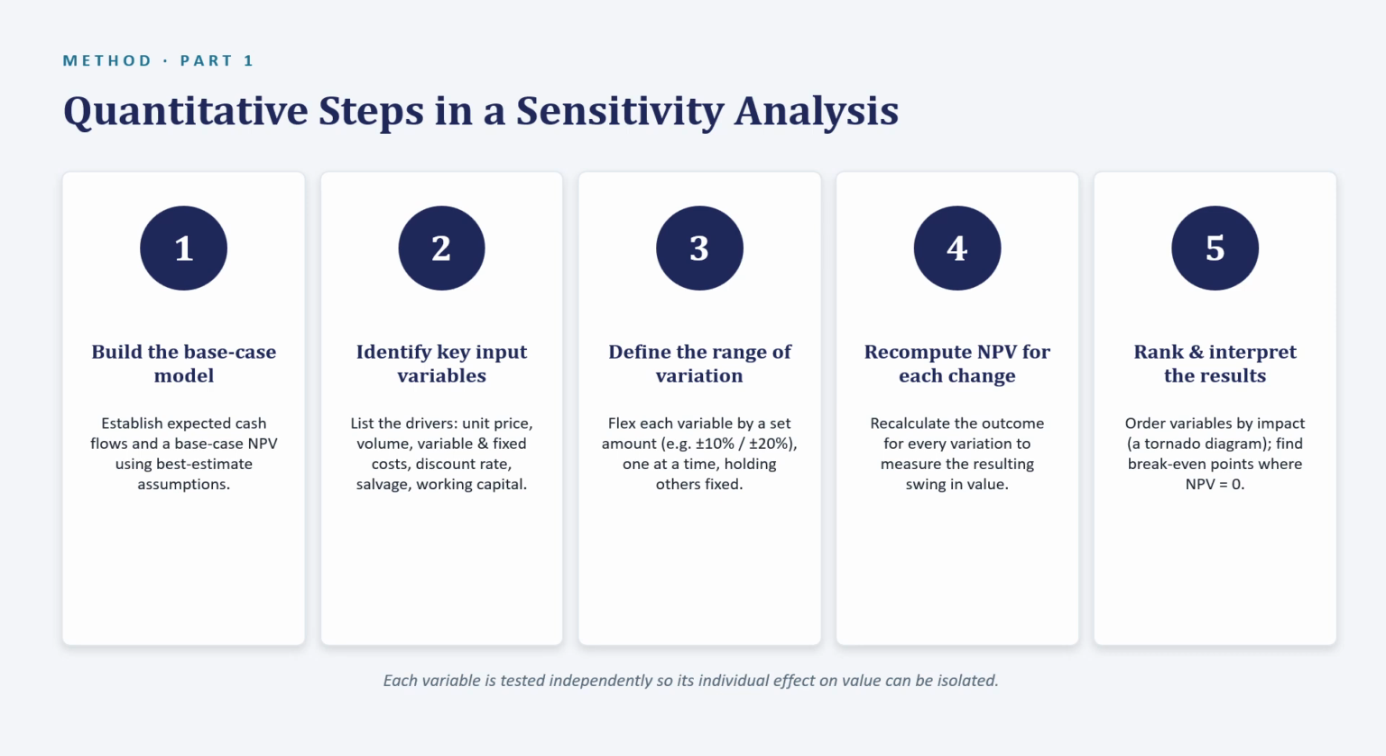Define the range of variation. Flex each variable by a set amount, like plus or minus 10% or plus or minus 20%, one at a time, while holding all others fixed. Recompute NPV for each change. Recalculate NPV for every variation to measure the swing in value. Rank and interpret the results. Order variables by impact, often using a tornado diagram, and find break-even points where the NPV equals zero. Each variable is tested independently so we can isolate its individual effect on value.